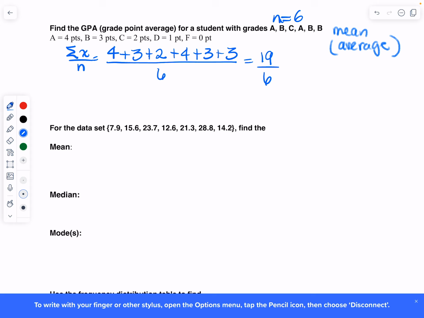Now I'm going to divide that by 6. And when I do that, I get 3.166. So it didn't tell us to round, but usually with GPA, you round to the hundredths place here. So it's going to be 3.17. And that is that person's GPA.